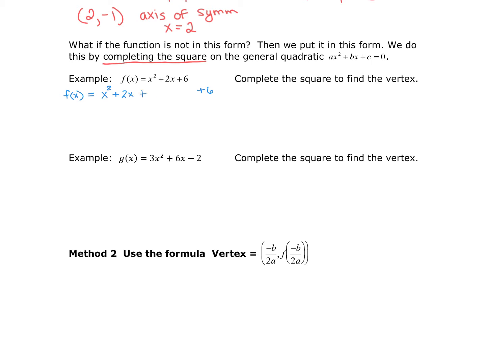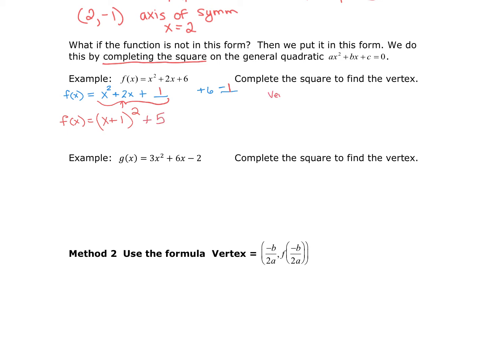And I know that I am going to have to add something and subtract that same something to keep this equation balanced. And if you recall, we take half of this term, so half of 2 is 1, and we square it, and we get 1. And if I add 1, I must also subtract 1. This part is now a perfect square trinomial. So we have f of x equals (x plus 1) squared, and then plus 5.